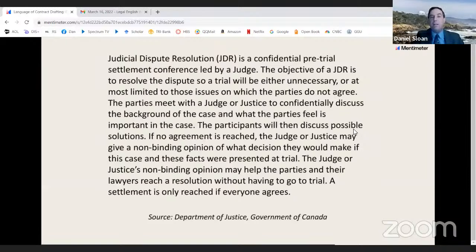So you can see the benefit of having JDR, or pretrial conference, where the judge is asking questions, giving information, and then gives insights to the lawyers for the parties so that they might better understand how the judge might rule or how the judge thinks a jury might anticipate what is going to happen.